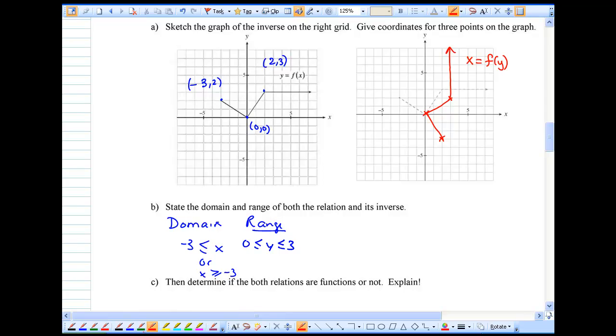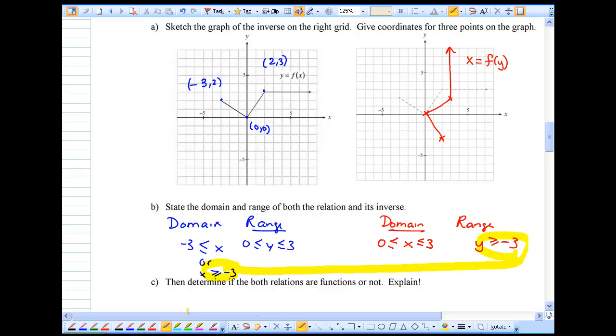Looking at the inverse, the domain of the inverse, well, it looks like it starts at 0 but ends at 3. And the range seems to be like the smallest value is negative 3. Notice anything here? What's this idea of inverse again? You're switching the x's and the y's. I think that's what I just did.